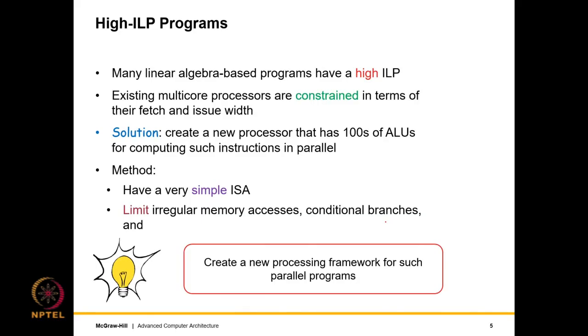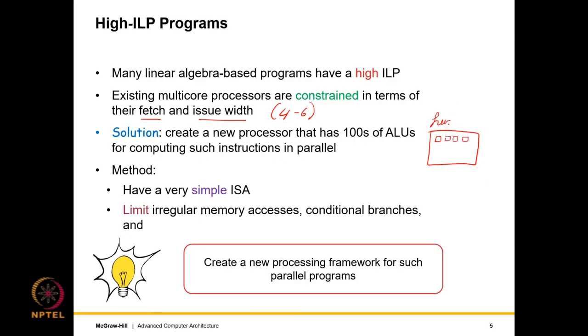Existing multi-core processors, such as the ones that we have designed, possibly with one or multiple out-of-order cores, are very general purpose in the sense that they are designed to execute a very large array of programs. So they are constrained by their fetch and issue width, which is limited to 4 to 6, and that also restrains the IPC to remain within this value. A solution here is to create a new processor that has hundreds of ALUs. We want to design a different kind of processor where we will have very, very small computing units.